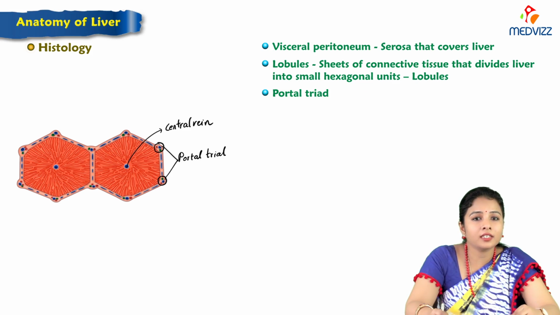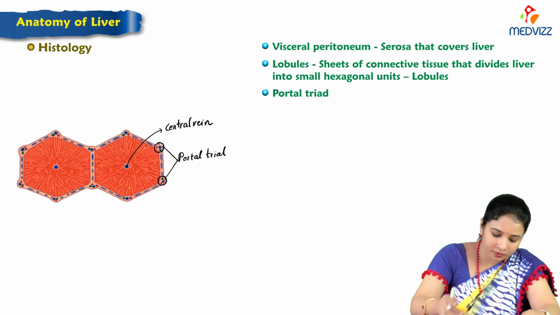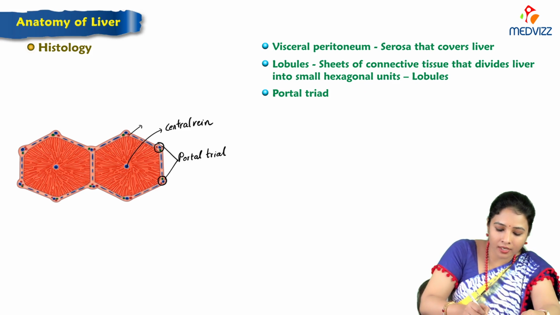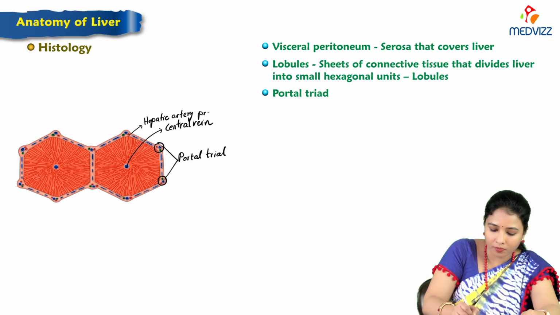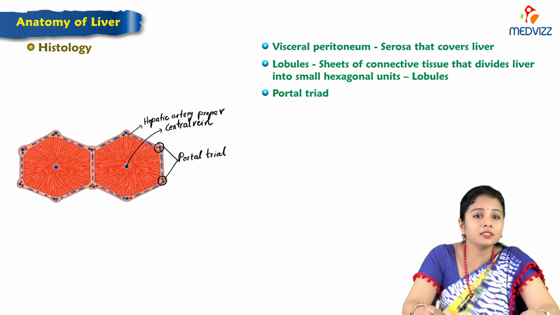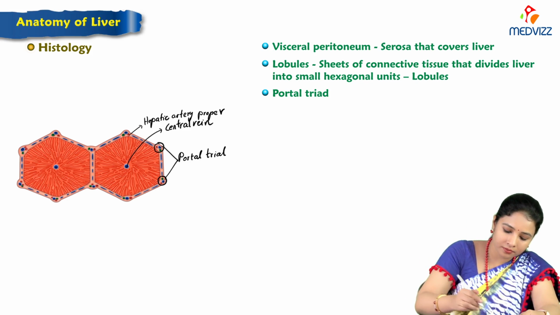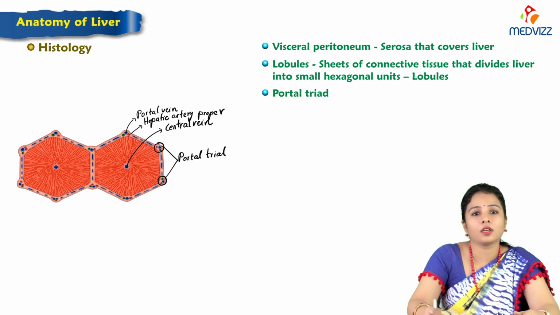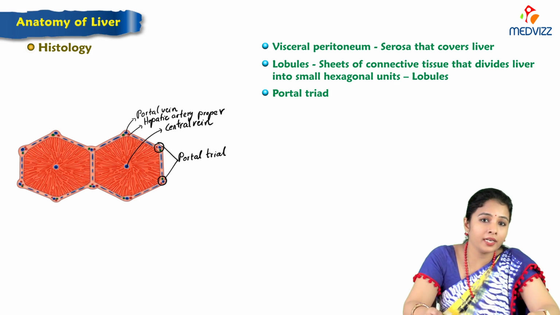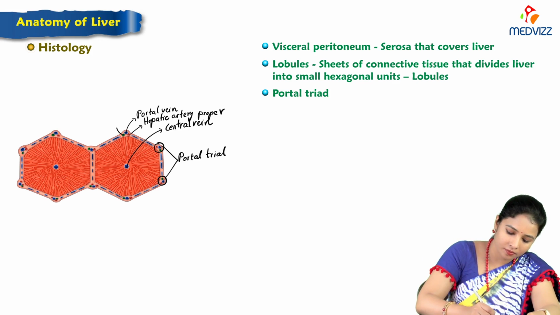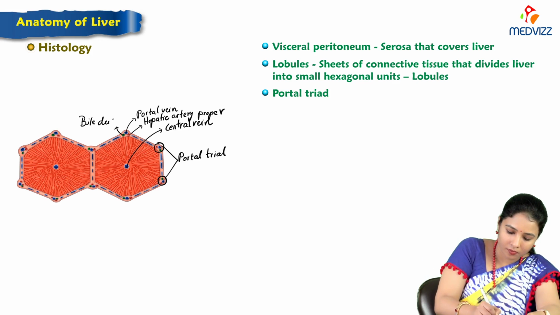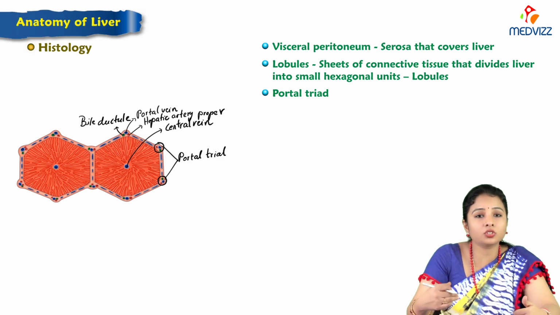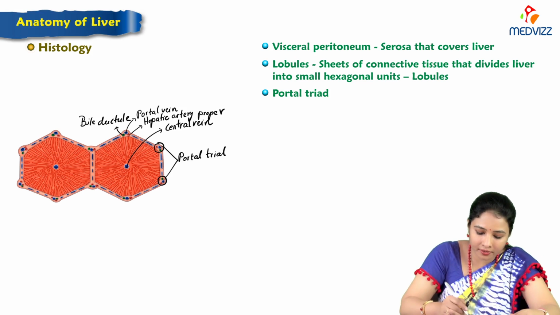So the portal triad consists of a branch of hepatic artery proper. So the red one is the hepatic artery proper. And it contains a branch of portal vein. And it also contains bile ductule. So all these three components together are called the portal triad.